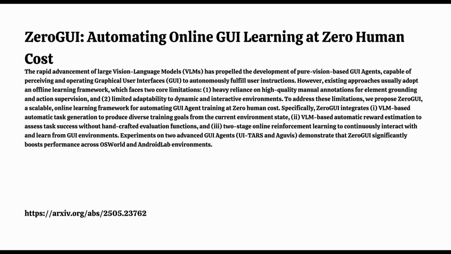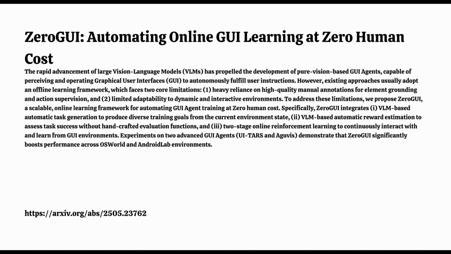So we've taken a deep dive into ZeroGUI. We looked at the problem it tackles, the difficulty of training GUI agents, explored its three core automated components: task generation, reward estimation, and the two-stage online learning. We saw the results, quite impressive performance gains. Especially those relative improvements on feasible tasks, yeah. And we even got a feel for how the agent's behavior changed through those qualitative examples, all based on the research paper. That's right, sticking to the source.